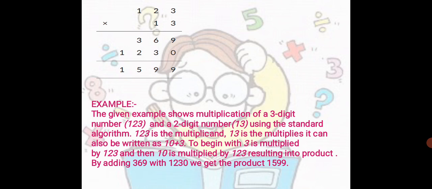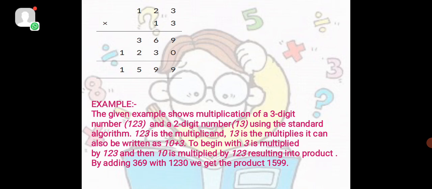To begin with, what is the process? We will multiply. To begin with, 3 is multiplied by 123. That means first of all we will multiply 3 with 123. Then what to do? Then, children, we will multiply 10 along with 123. Then we are finally going to get the resultant product.